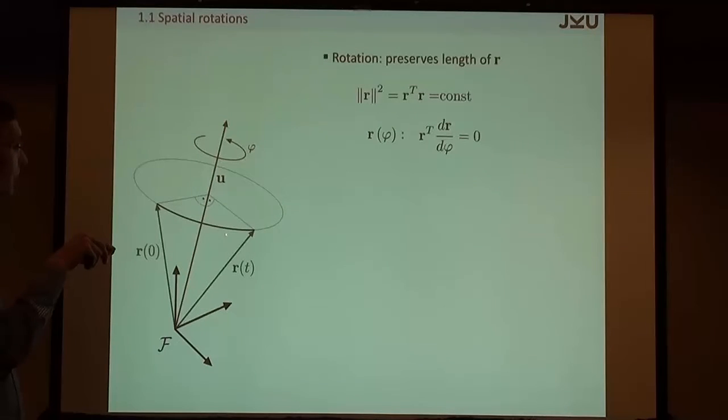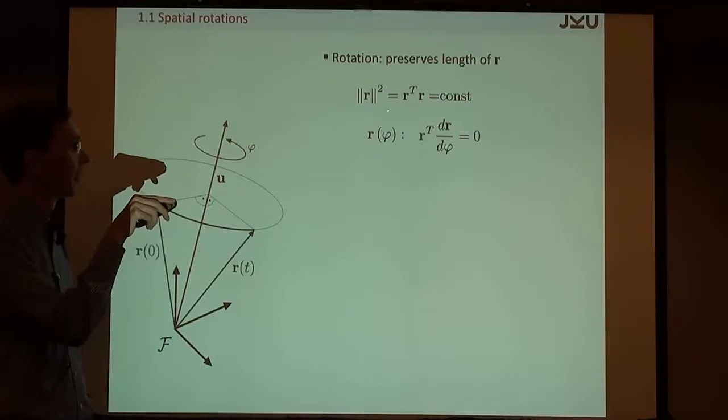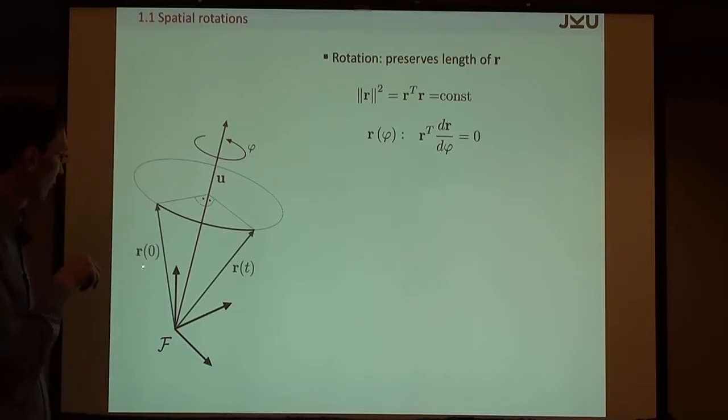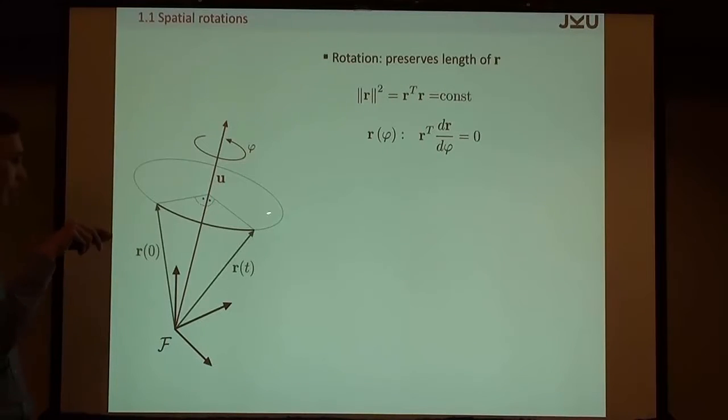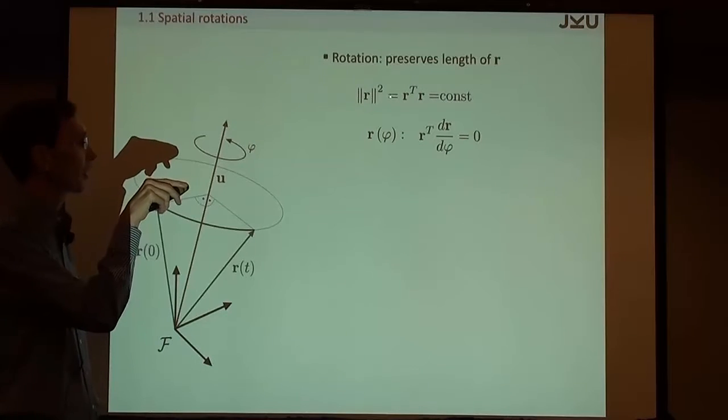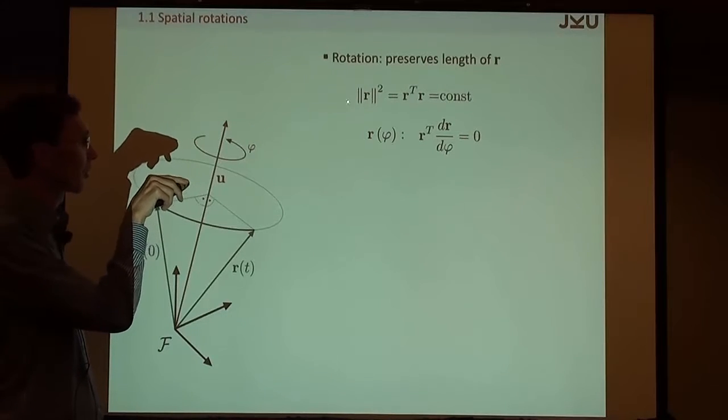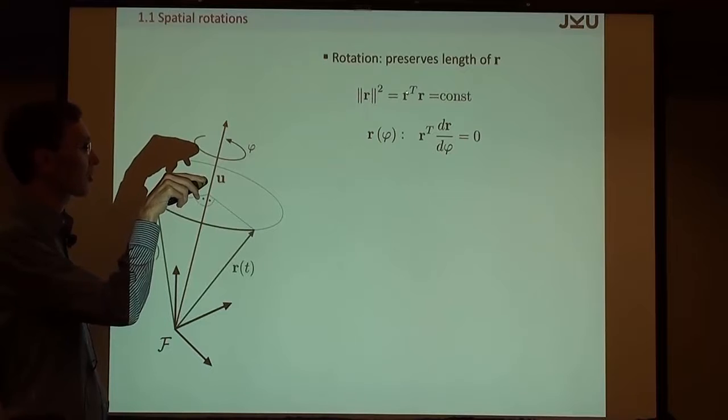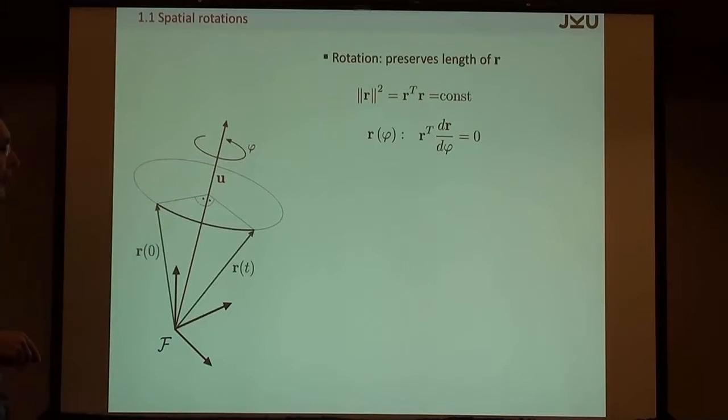I would like to have a formula for the rotation matrix using u and the angle, so a formula in terms of the rotation axis and the rotation angle. Of course, the vector is not changing length. So if the vector is rotating, the length of the vector stays the same. So I can say the scalar product is constant. The norm squared is just r transpose r, which is the scalar product.